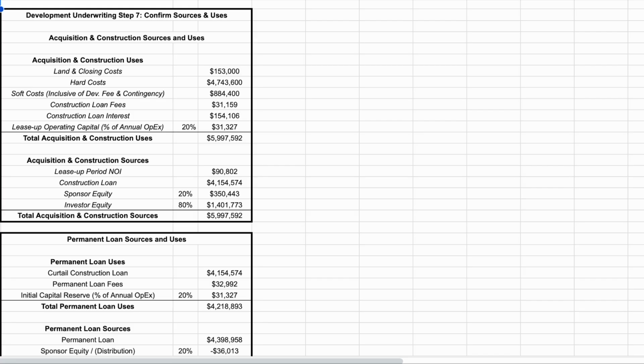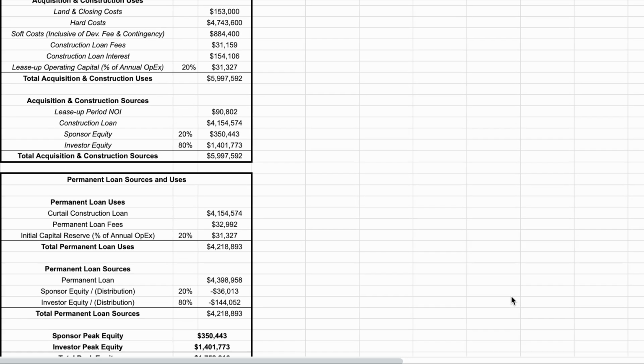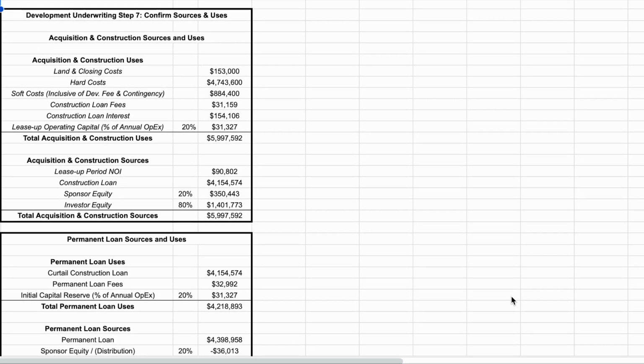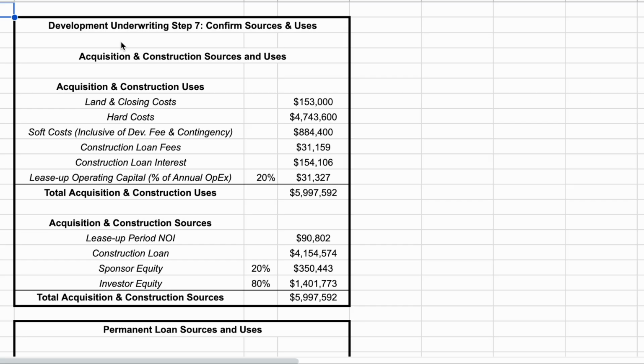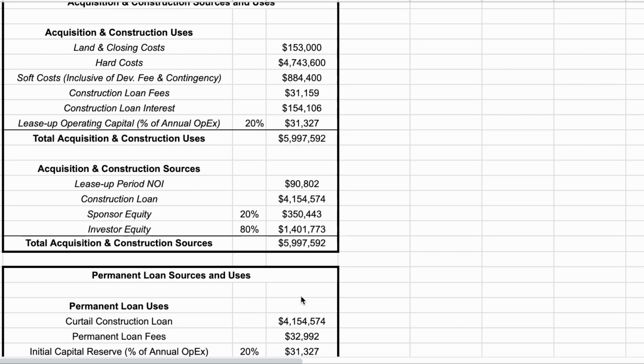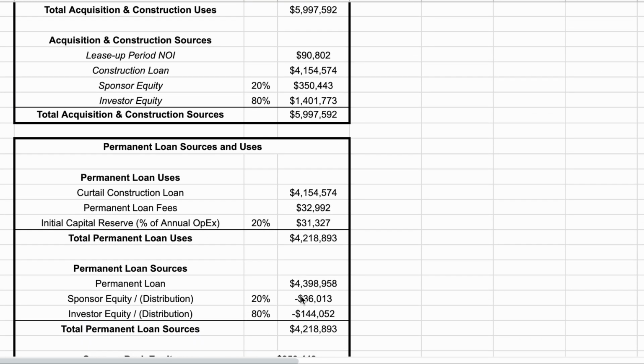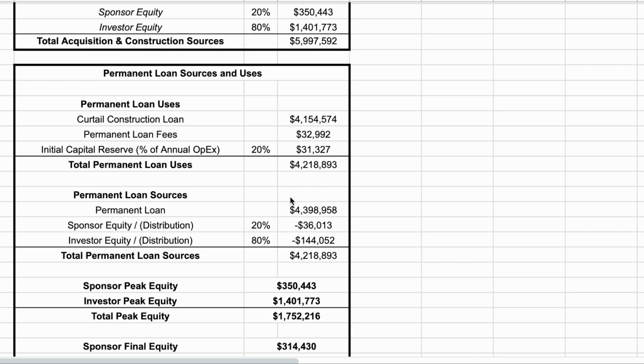With this project timeline built, we can confirm our sources and uses. So you'll notice that there are two sources and uses sections here. Whereas stabilizing or buying a stabilized apartment building, we're just looking at acquisition. For a ground up deal, we have to look at both the sources and uses during the acquisition and construction, and you'll see they tally as our check to make sure our sources equal our uses. But then we also have to look at the sources and uses for closing on the permanent loan, and these also tally here.